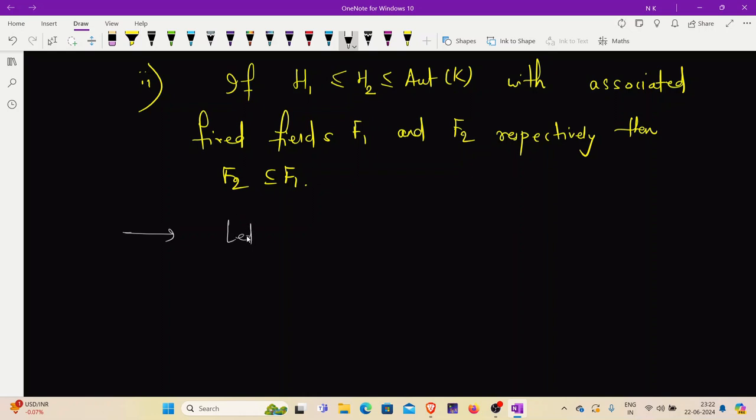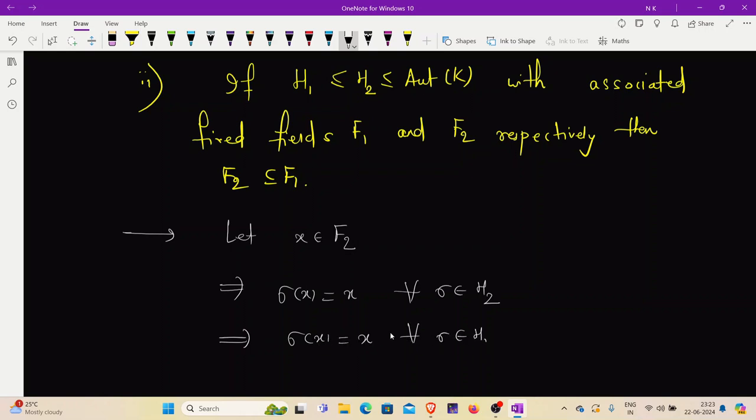So let X belong to F2. As per the definition, since X belongs to F2, it is fixed by all the elements of H2. So this implies sigma of X equals X for all sigma belonging to H2, right? But H1 is a subgroup of H2, right? So if all the elements of H2 are fixing X, then definitely all the elements of H1 do fix X, because that is a subset of H2 actually. So this implies sigma of X is equal to X for all sigma belonging to H1 as well.